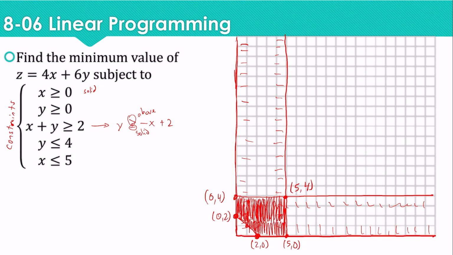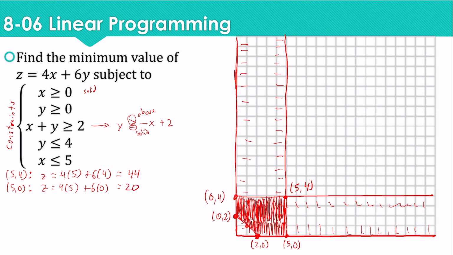What we need to do now is plug in each of those into the objective function. So let's start with (5, 4). So z would be 4 times x, which was 5, plus 6 times y, which was 4. And that gives you 44. Let's try another point. How about (5, 0)? So it's 4 times 5, plus 6 times 0, is 20.